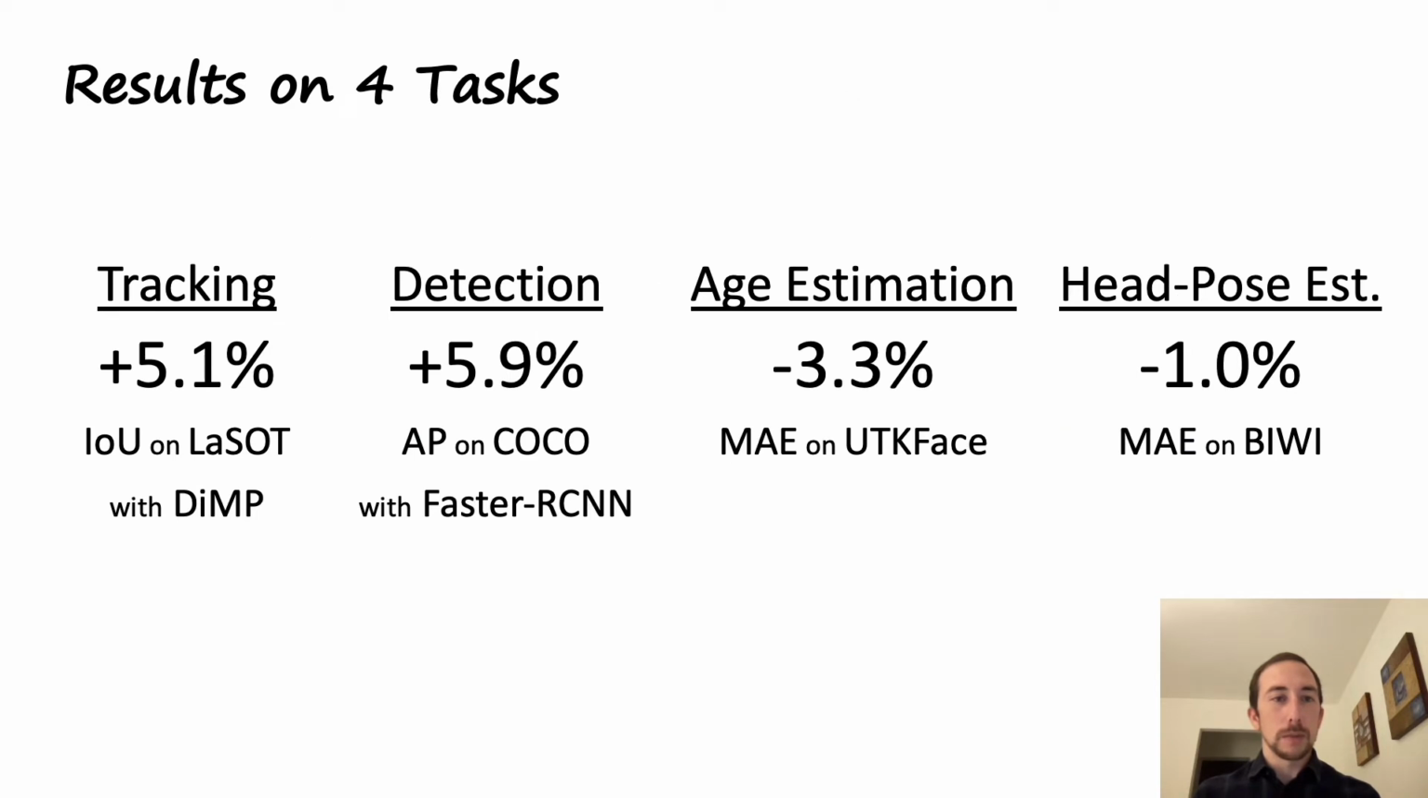So in these two papers, we evaluated our approach on 4 tasks in total. For instance, on tracking, we achieved a very large improvement over our baseline DiMP method that I presented earlier. But we also tried detection using a Faster RCNN baseline, age estimation, and head pose estimation.